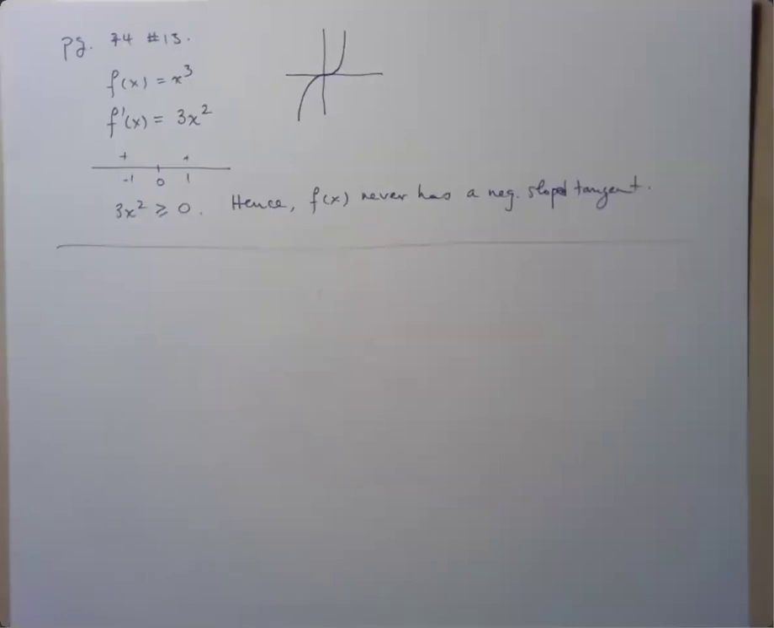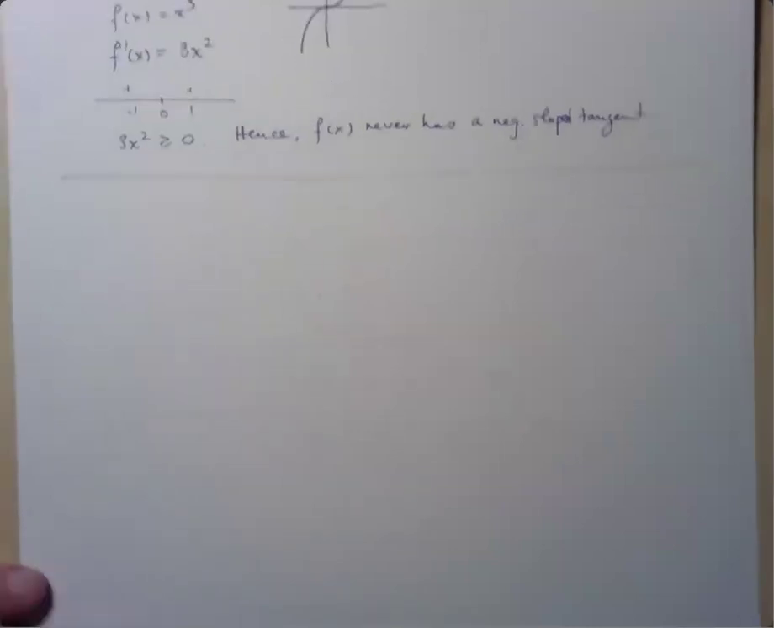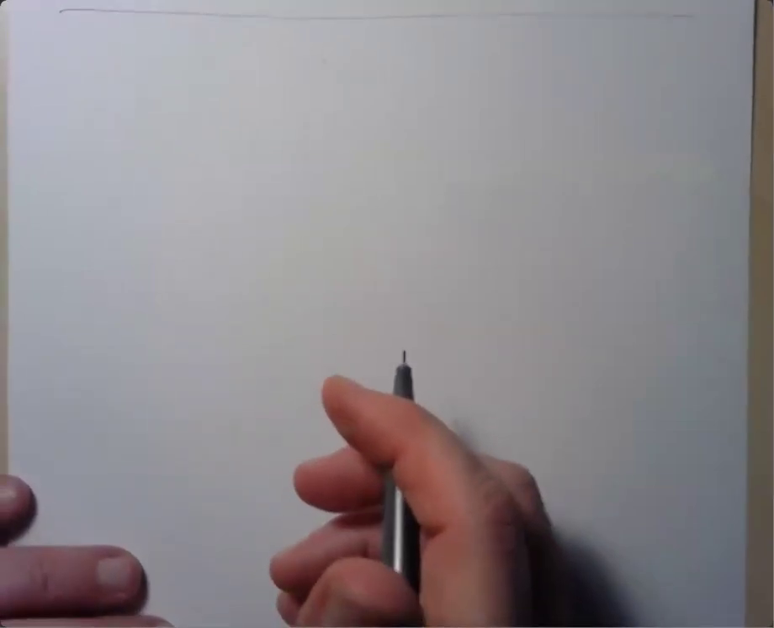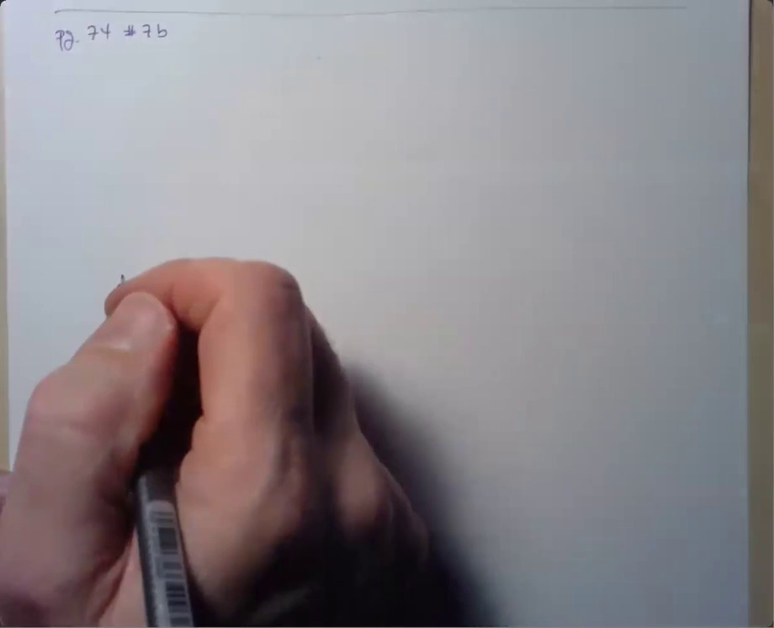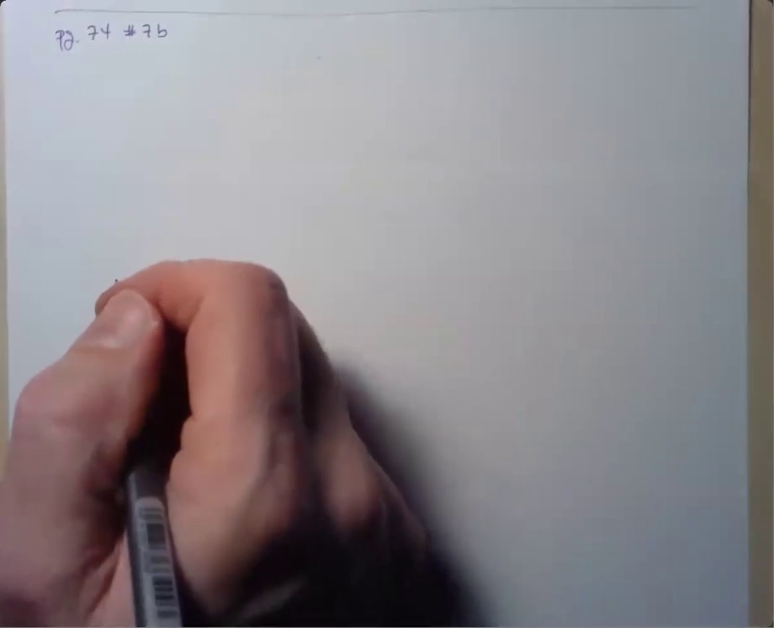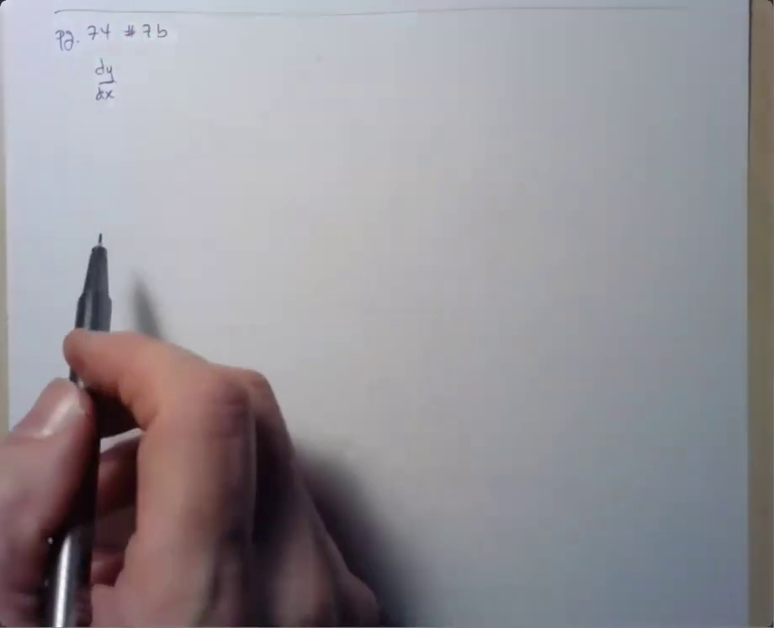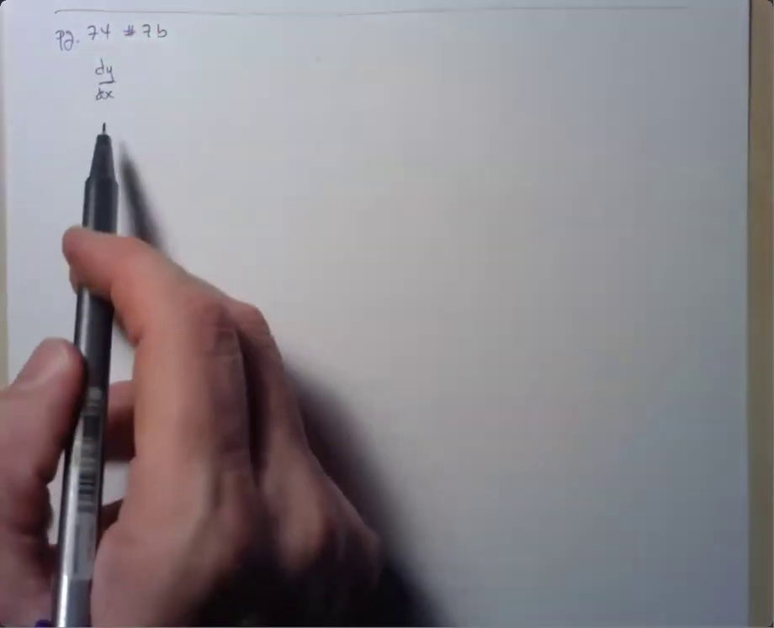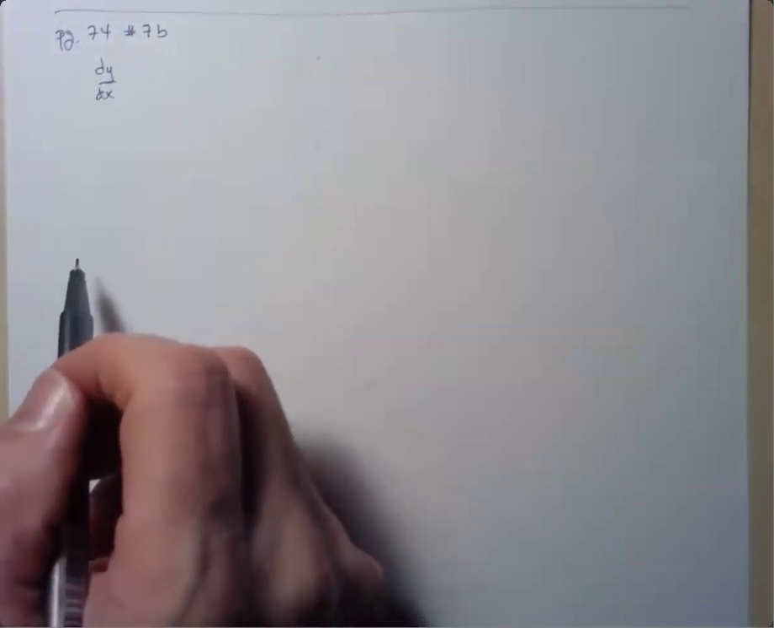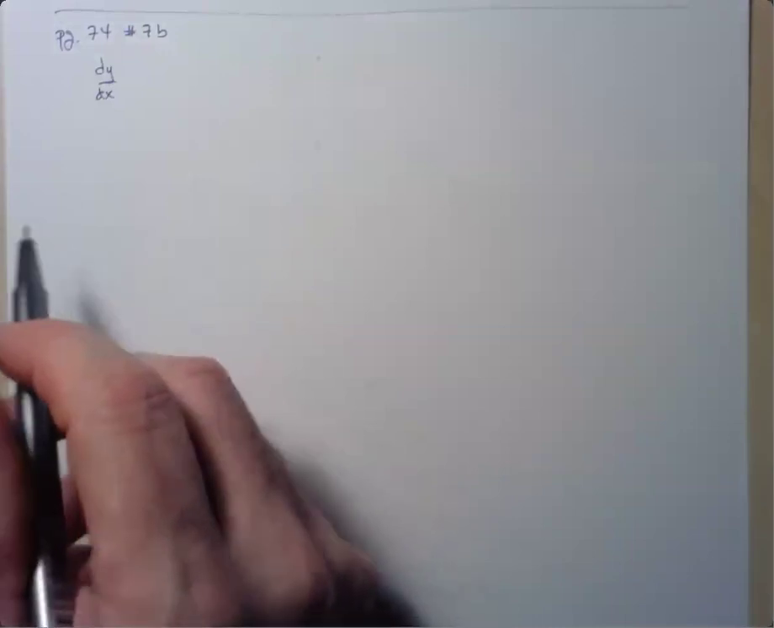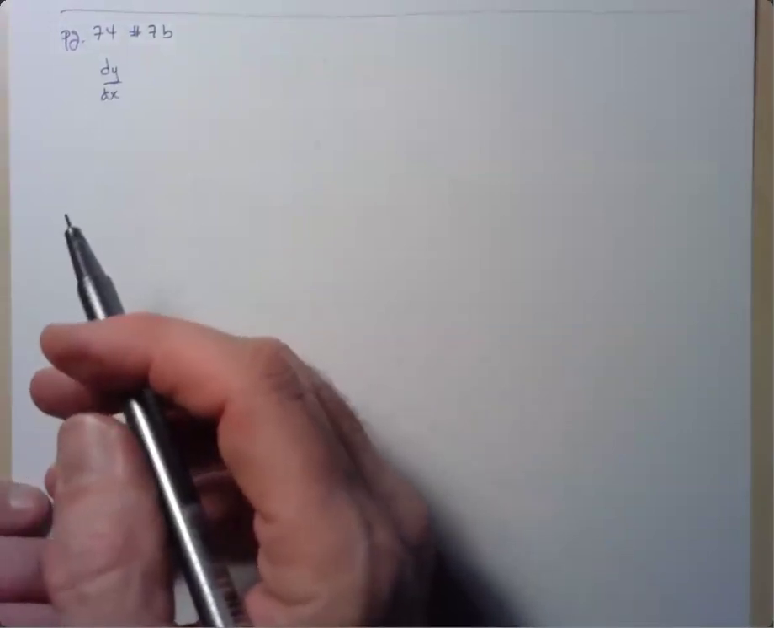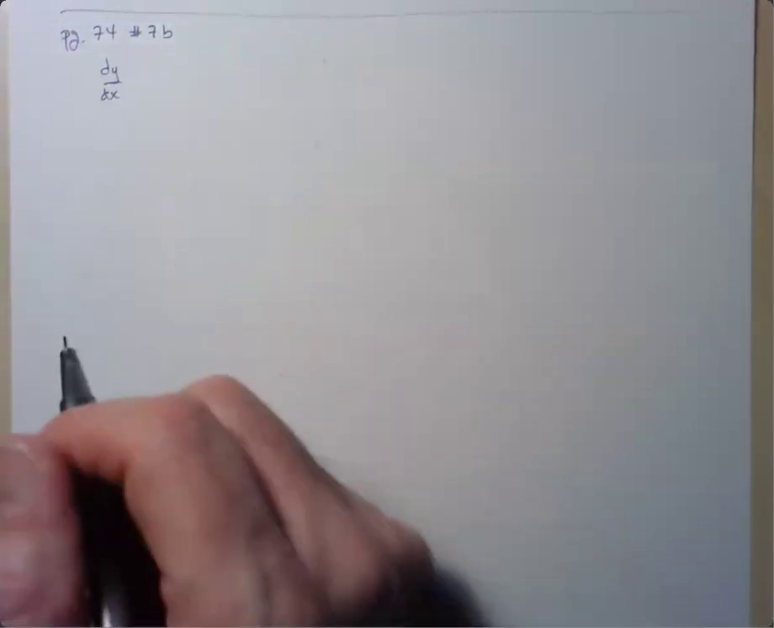Okay, so let's look at 74.7b. And these, it looks like these are probably going to be our last questions, these last three. So page 74, number 7b. All right, so here again, they're asking us to find this thing, which of course we know is the derivative of the function y with respect to x, from first principles. So for first principles, that just means from the actual definition.